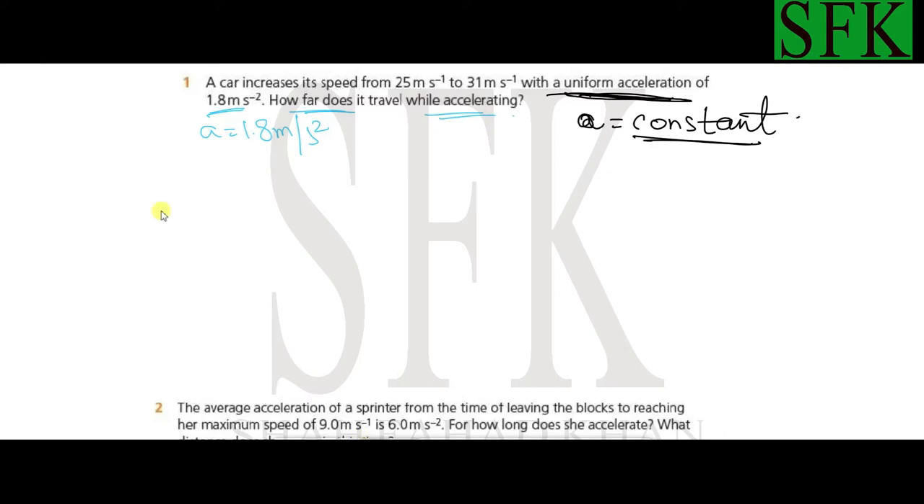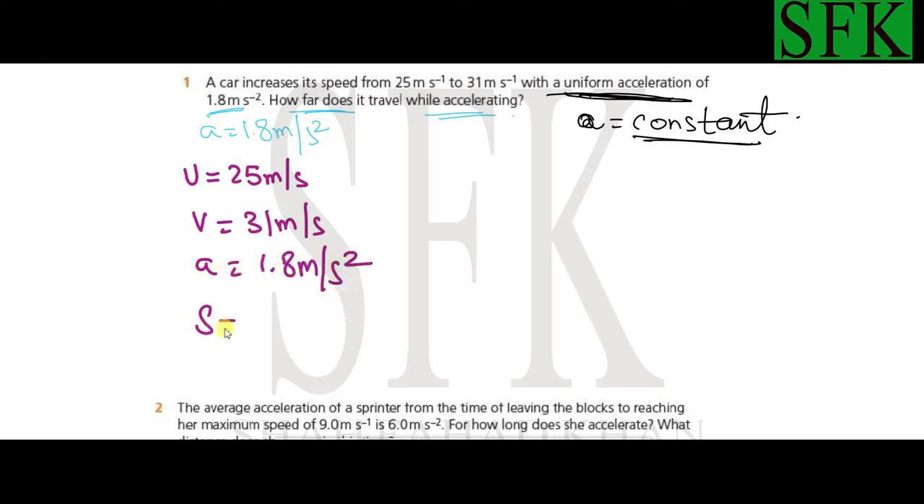Now let's first gather the data that we are given. The initial velocity u is given as 25 meters per second. Final velocity v is given as 31 meters per second. The constant acceleration is given as 1.8 meters per second squared. And s, the distance, is asked. So, which equation of motion is applicable? Time is not given.